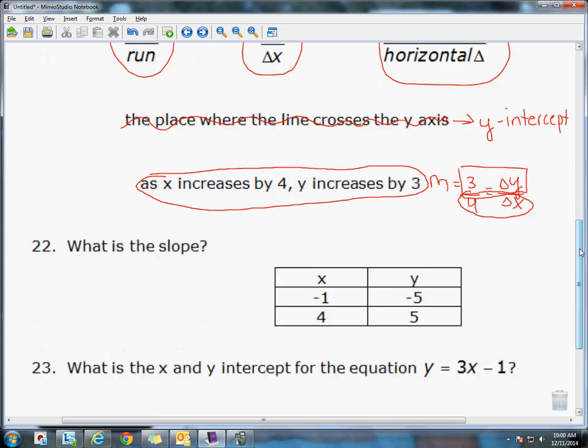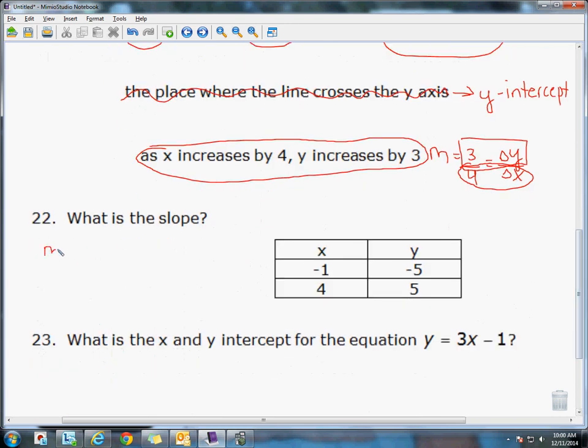Alright, number 22 says, what is the slope? So again, slope is change in y over change in x. You can do your little brackets, triangles, whatever you want to call them, arrows onto the side. Change in y, to go from negative 5 to 5, you're going up by 10. To go from negative 1 to 4, you're going up by 5. Change in y is 10, change in x is 5. 10 divided by 5 is 2.